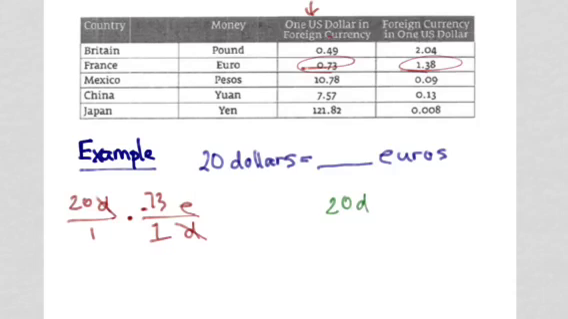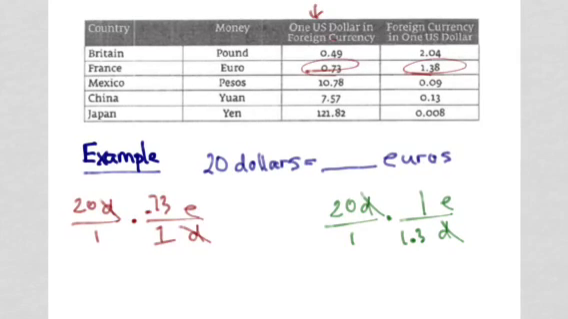I could have started with the 20 over 1, known I had to put dollars on bottom, euros on top, so the dollars cancel, and then use the other number. But the other number is when you use a 1 with the foreign currency, and that number with the dollars. So again, two separate ways to do the problem. But both get you the same answer.